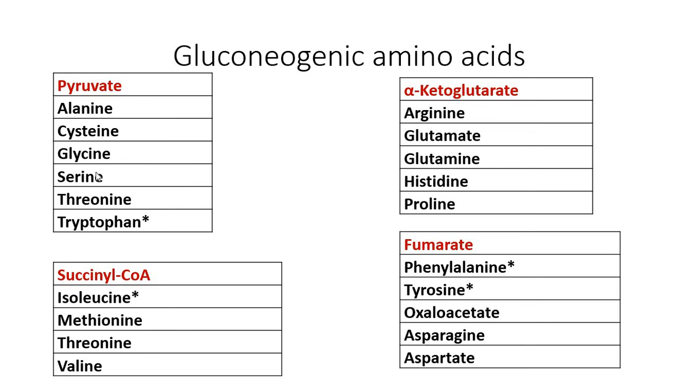This group of amino acids forms pyruvate. This group forms alpha ketoglutarate. This group forms fumarate. And this group forms succinyl coenzyme A. They all lead to formation of glucose. That is why in some books you find them called glucogenic amino acids. It's the same thing. You can take a screenshot of this table for your record.